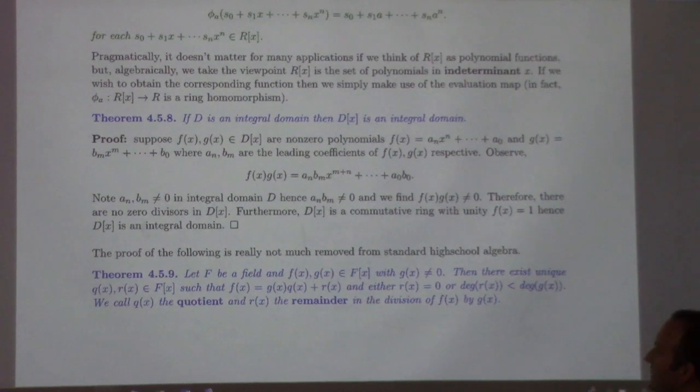So this is the next theorem. If F is a field and we have polynomials over the field with g non-zero, then there exist unique quotient and remainder in the polynomials over the field, such that f of x is equal to g of x, q of x plus r of x, and either the remainder is 0 or the degree of the remainder is strictly less than the degree of the divisor g.